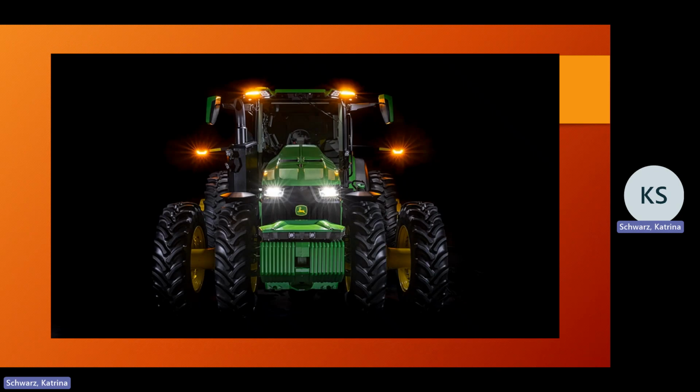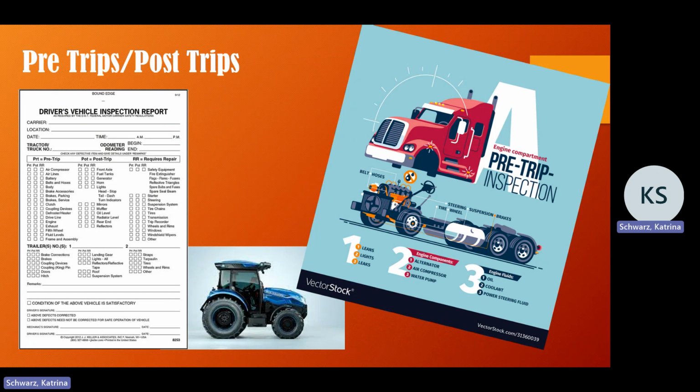Time to get to work. So, what do we do? Let's start at the beginning. Usually, vegetation control means mowers or equipment of some sort. This is where we inspect all of our equipment.